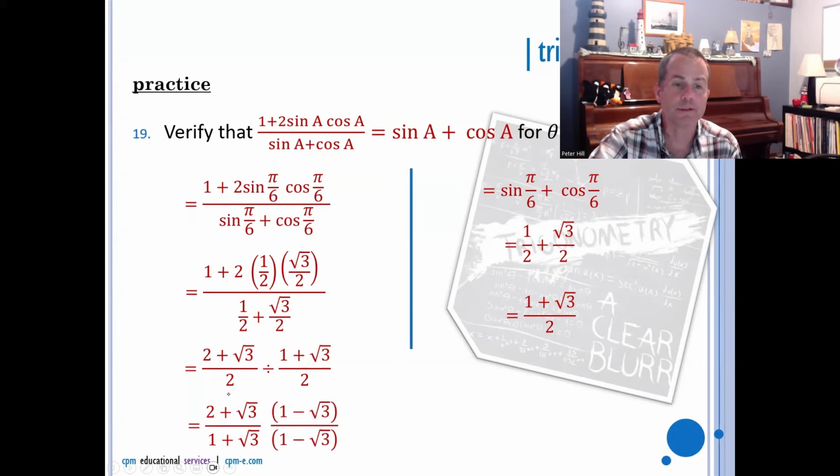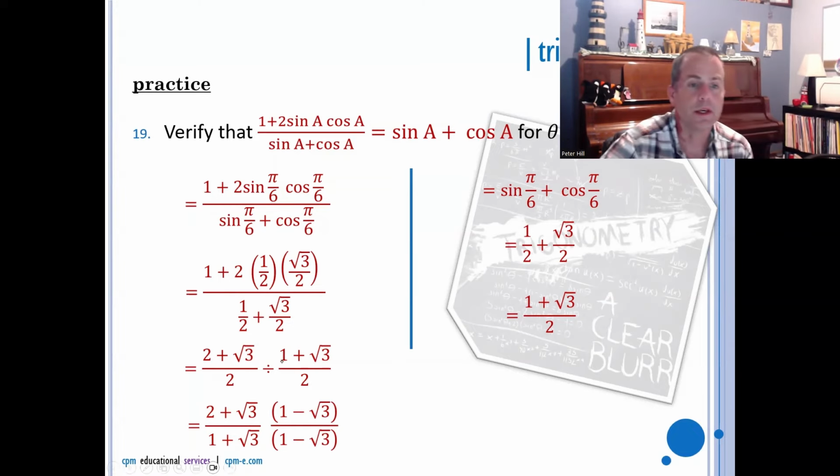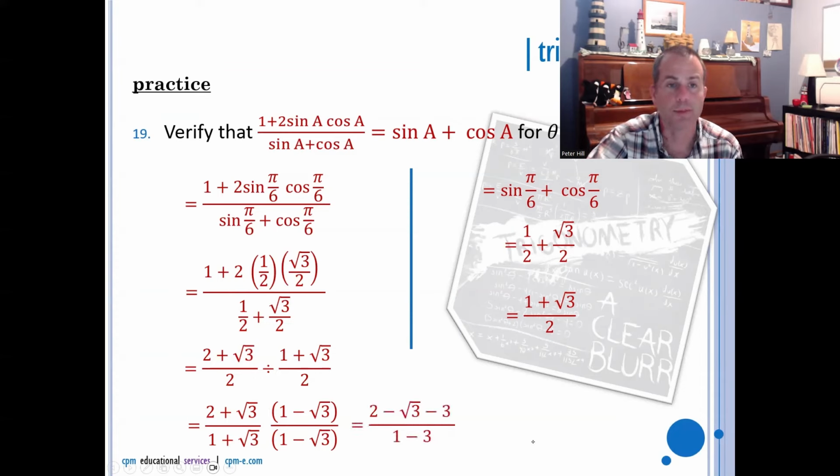On the top, I have to FOIL this out. So I'm going to end up with 2 and then minus 2 root 3 and then root 3 plus root 3 and then minus 3. And then on the bottom, I'll end up with 1 minus root 3. Sorry, 1 minus 3 because it's root 3 times root 3.